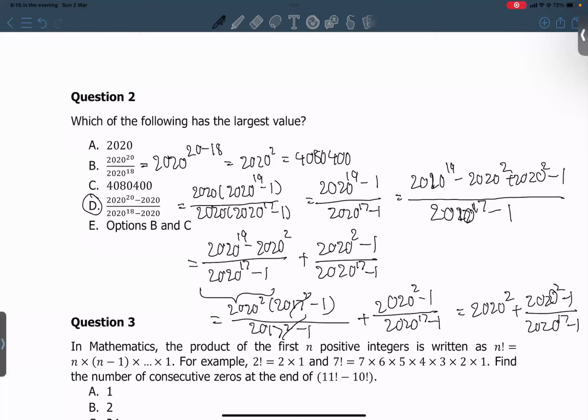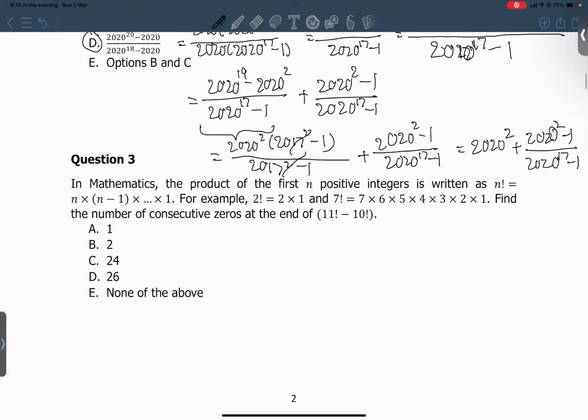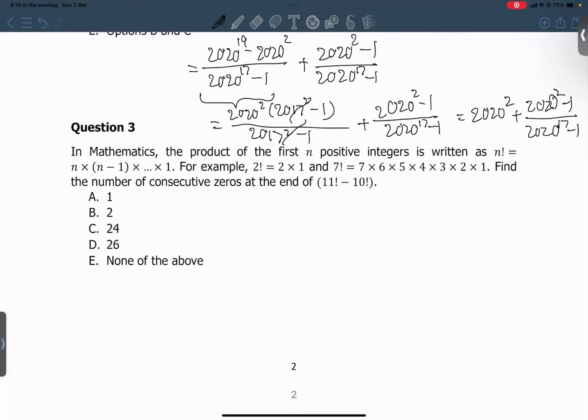So are there any questions or anything? Okay, I suppose there's nothing, so we can move on to our third question. I'll give everyone a few minutes to solve this, so good luck.